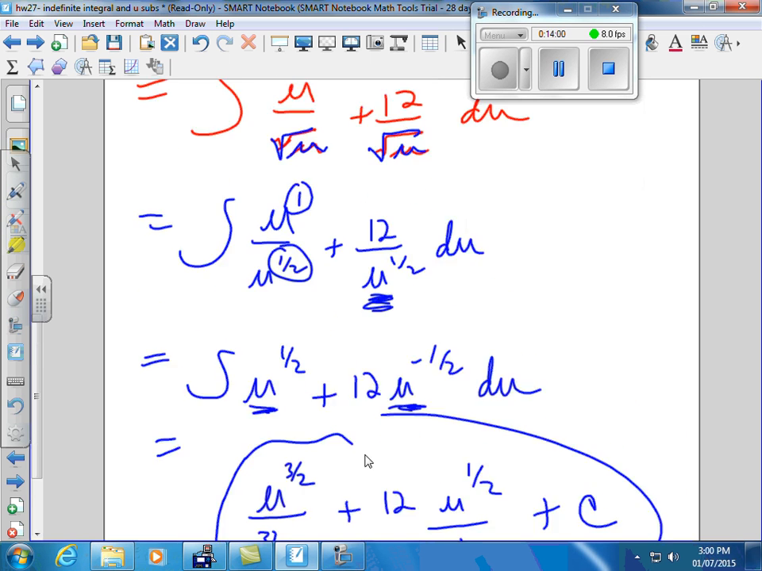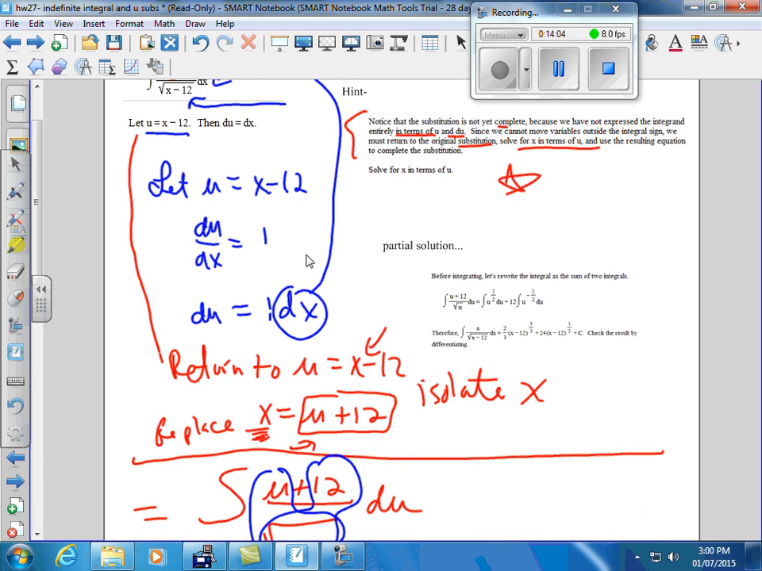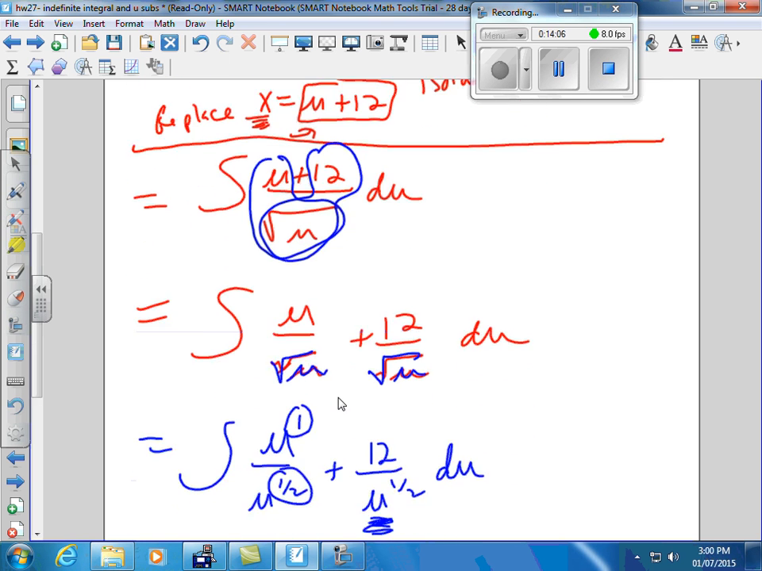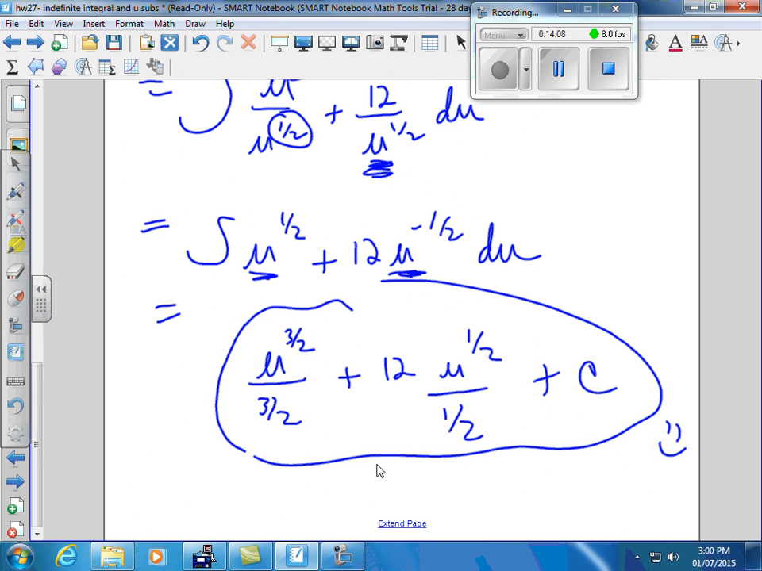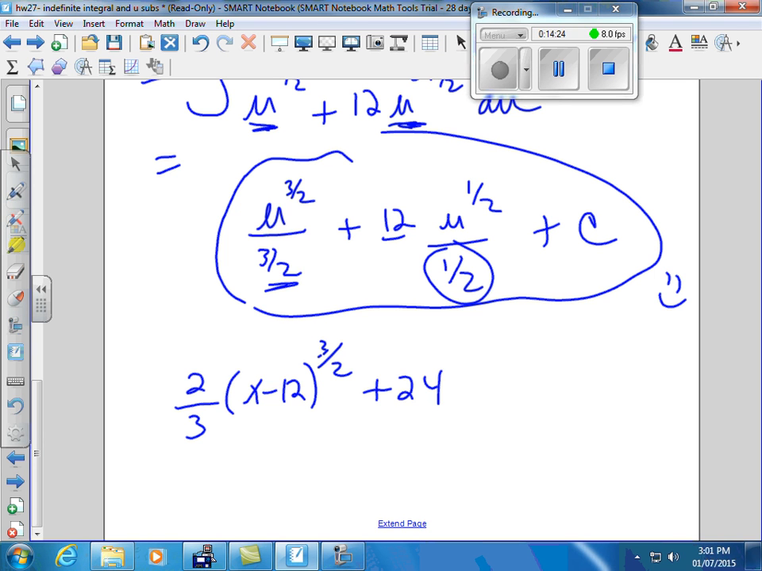So u was, what was it, x minus 12. So let's store that back in. So you'd have x minus 12 to the 3/2, and then you're going to have some flipping there that occurs, so 2/3. 12 divided by 1/2 is 12 times 2, which is 24. And then x minus 12 to the 1/2, plus c.